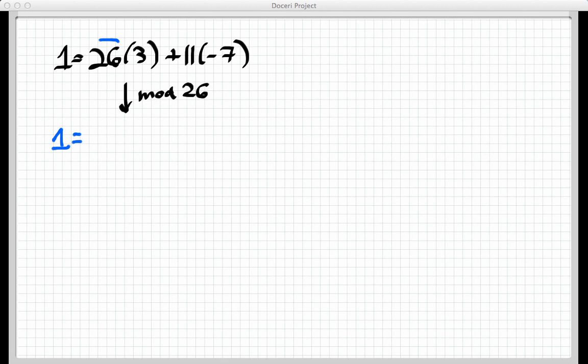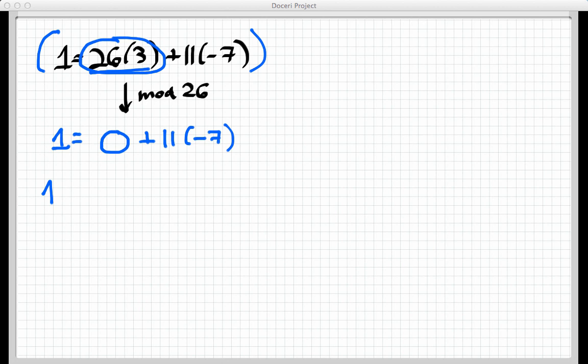Now, if I take 26 times 3 and divide by 26, what's going to happen? Well, obviously it's going to go 3 times and have a remainder of 0. So 26 times 3 mod 26 is actually 0. And then this is going to be 11 times negative 7. I'm actually not going to work that out. What I want to illustrate here is that if I take the equation that resulted from the extended Euclidean algorithm and reduce both sides mod 26, what I've discovered is that 1 is equal to 11 times negative 7 mod 26.